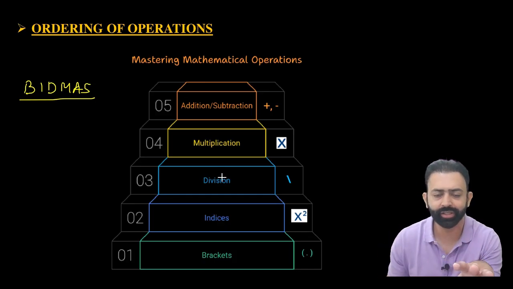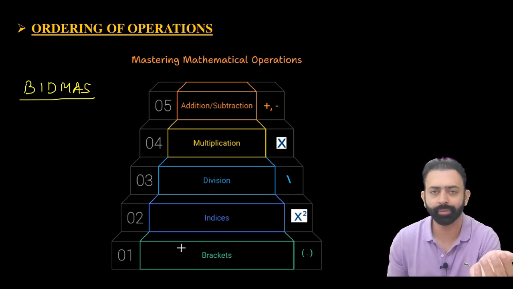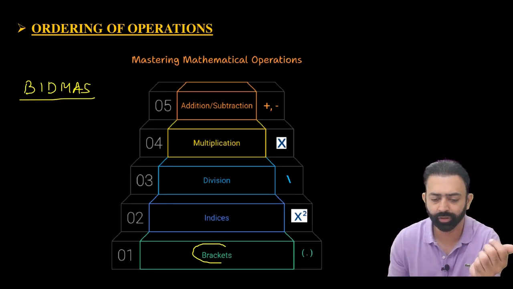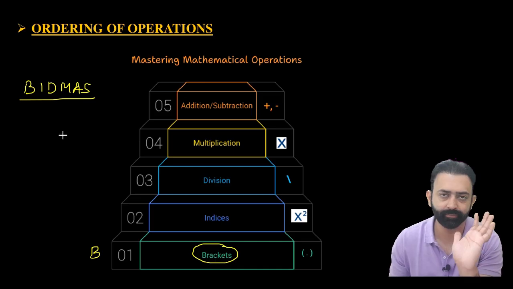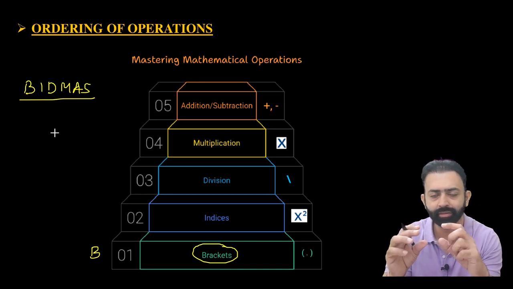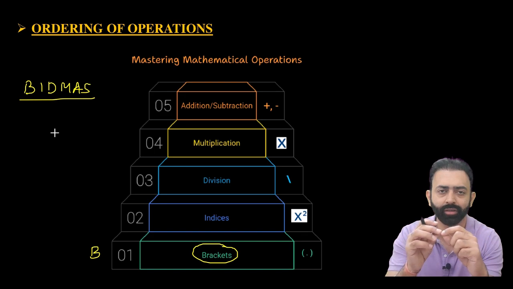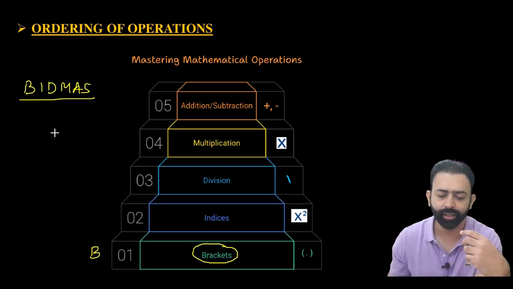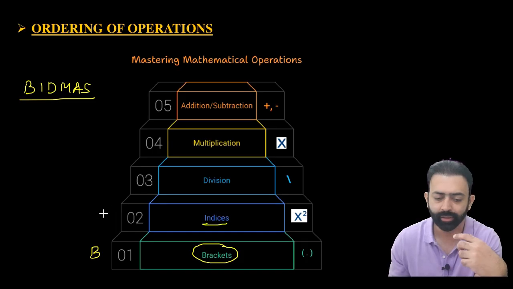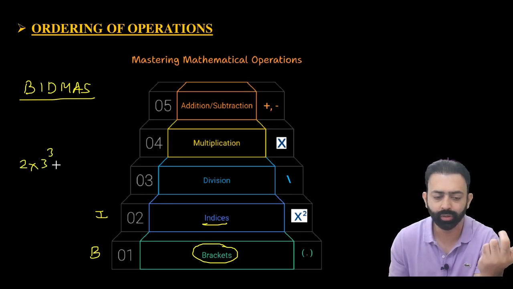As you can see in this diagram, the first step is to solve the brackets. So B stands for brackets in BIDMAS. Whenever there is any bracket in any arithmetic expression or question, we need to first solve whatever is inside the bracket. Then come indices, meaning the exponents, something written, let us say, 2 into 3 cube plus 5 and so on.